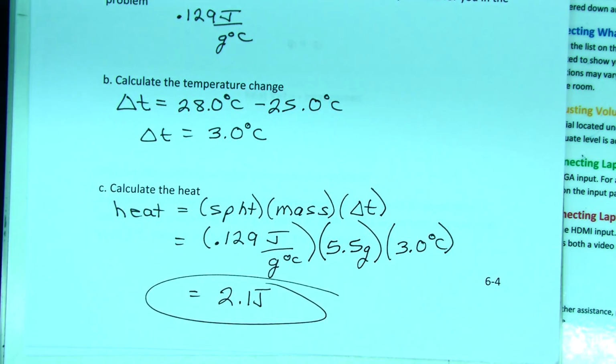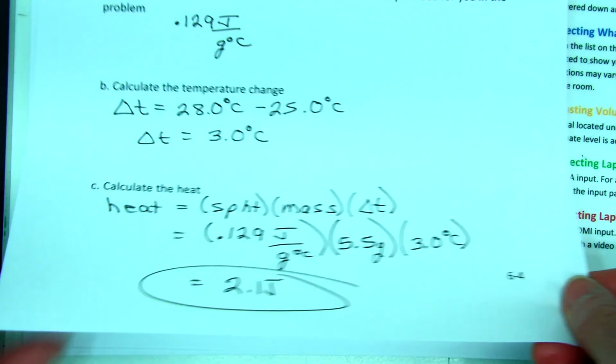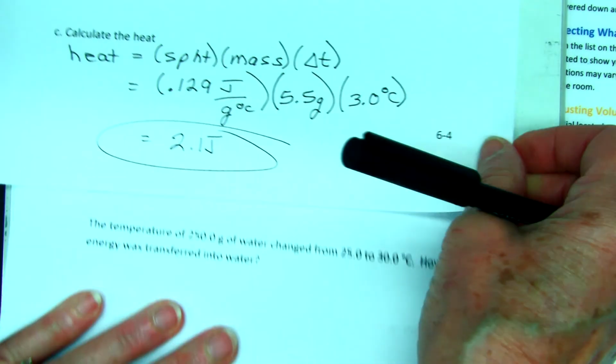Is that very much energy? No, that's half of what it takes to heat 1 gram of water up 1 degree Celsius. So go ahead now and just at your seats, do the problem on the next page.